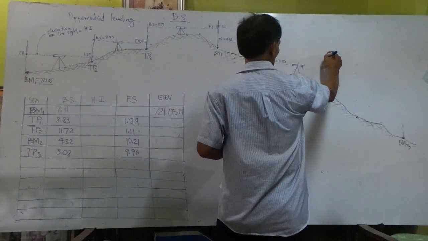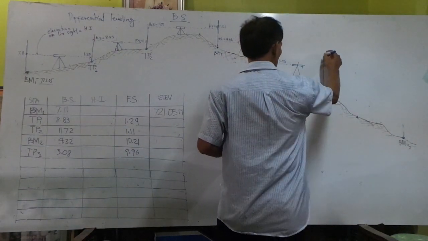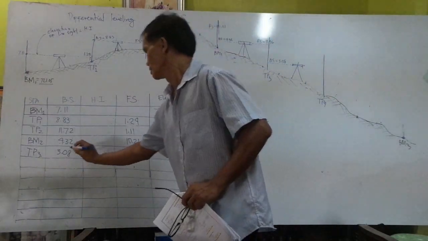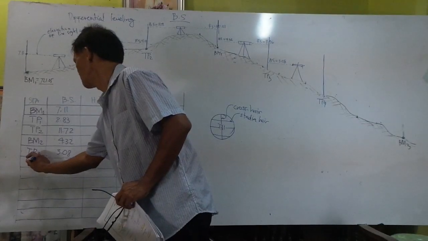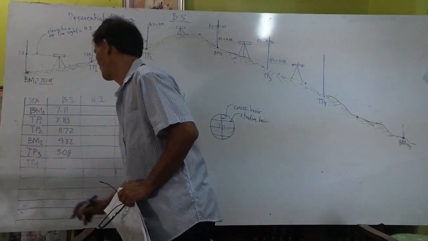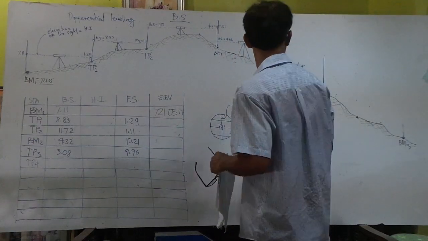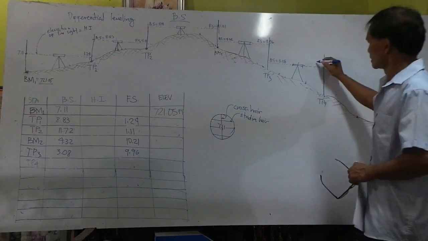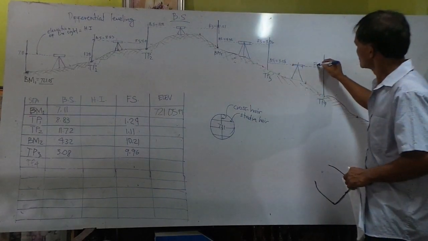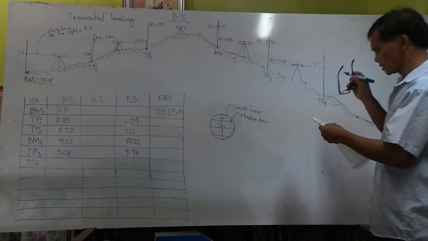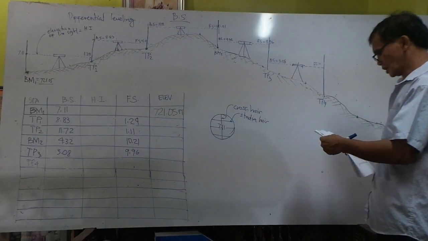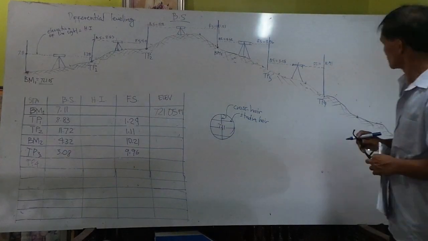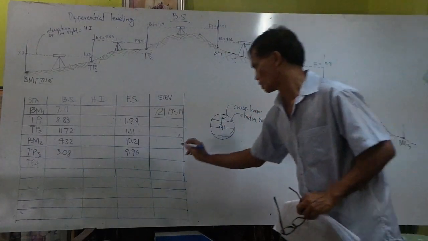So now turning point 4. Okay. So you write turning point 4. Then you sight. Then you will have another foresight. Sa ating example, the foresight is 8.91. Okay, 8.91. So, i-record mo na rin sa foresight, 8.91.